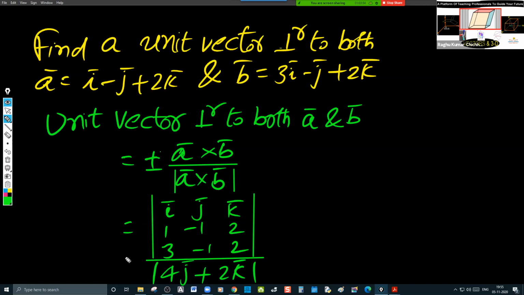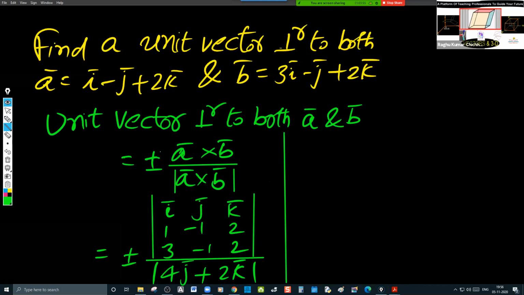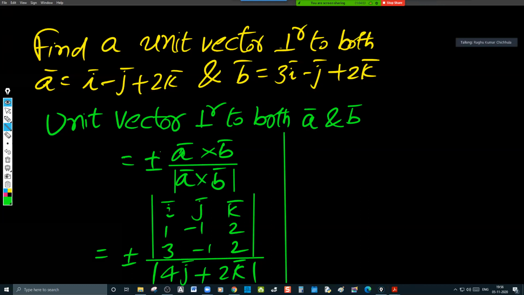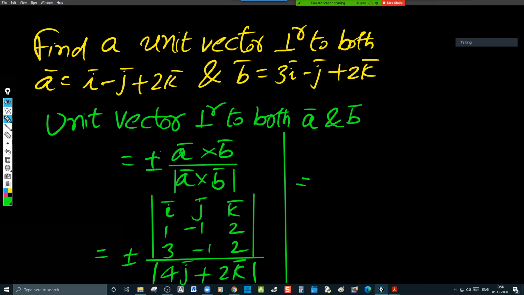What is missing here? Plus or minus is missing. Why should we write plus or minus? It could be above the plane or below the plane. Correct, very good. Which is to be taken for above the plane? Positive. And which is to be taken for below the plane? Negative. That's what it is.